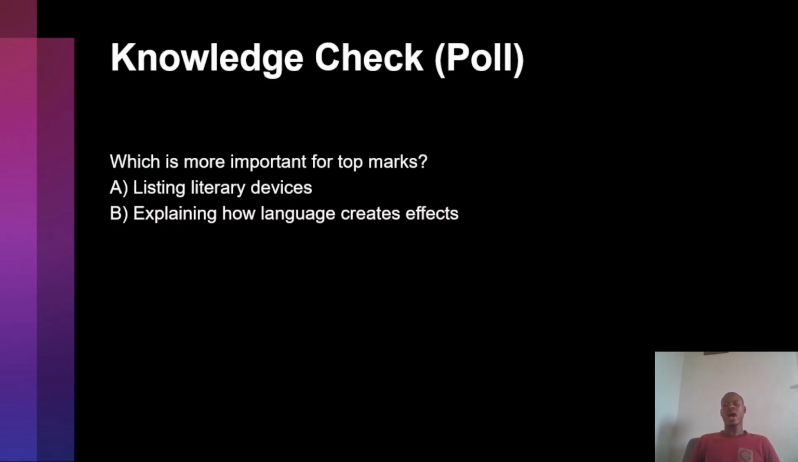Now, let us check our understanding of what we've done so far. Which of the two options here is correct? Which of them would you need to score your top band? Right? So you can pause and think over it. But now, if you actually chose B, it means you're correct. Yes, you're actually correct if you chose B, because for you to achieve your top band or your top score or top mark, you should be explaining how language create meaning and effect.